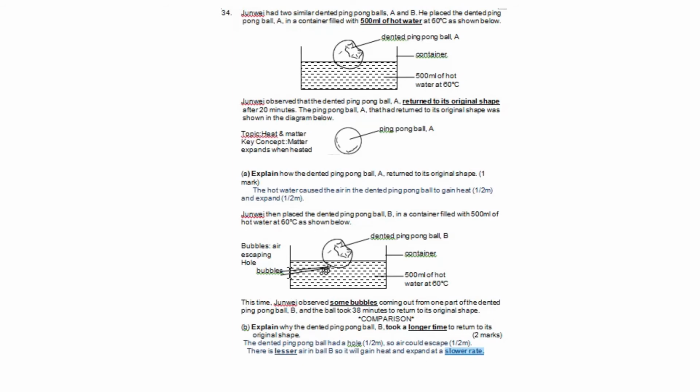So first, let me repeat. I explain why there are bubbles, because I say, hey, there might be a hole and air is escaping. So I'm giving you the 1 mark. And then the next part of the answer, you should tell me why it takes a long time to return to the shape. Because more air escaping means there's lesser air in the ping pong ball. Lesser air in the ping pong ball means lesser air to gain heat and expand. So it gains heat and expands at a slower rate. Understood? Okay.